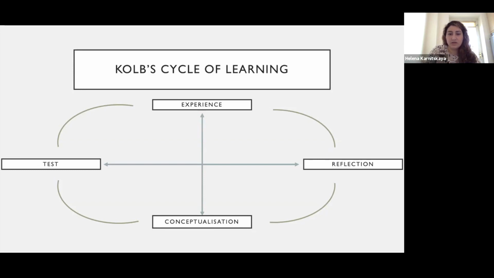So the official terms for that being concrete experience, reflective observation, abstract conceptualization, and active experimentation. So later on, we'll be matching those into some simpler terms so that we can then derive the different types of learners.